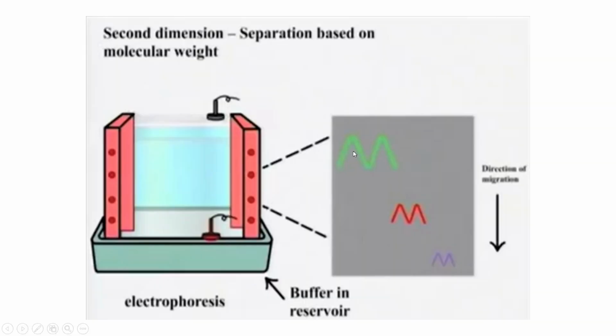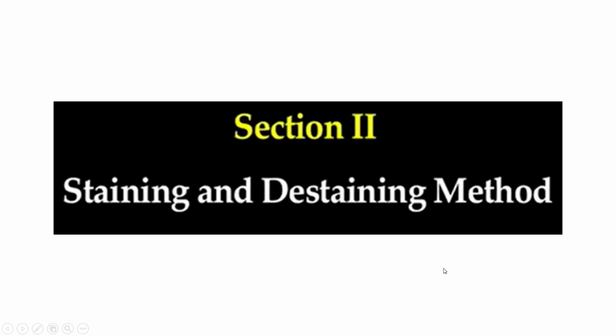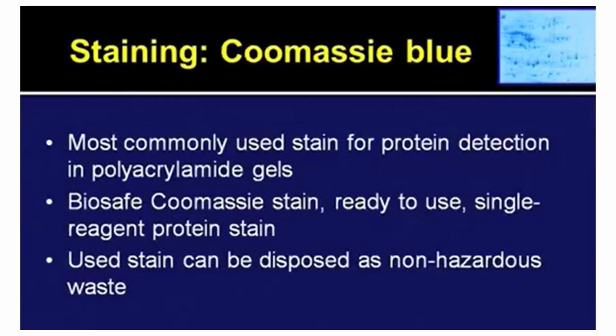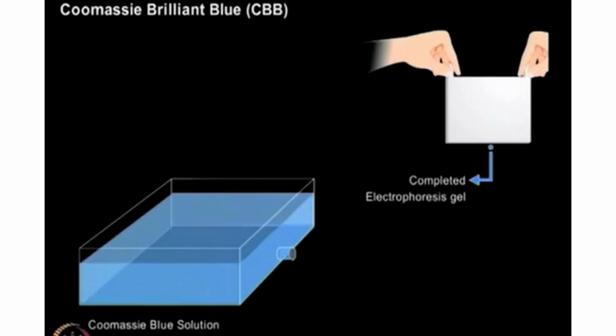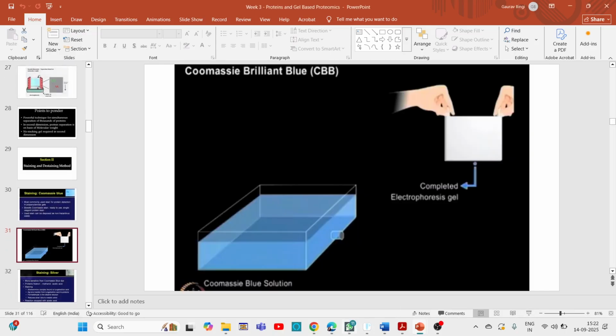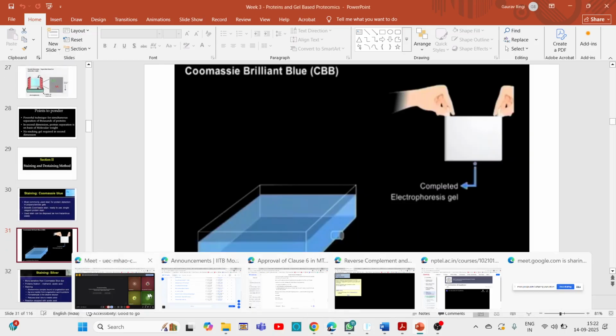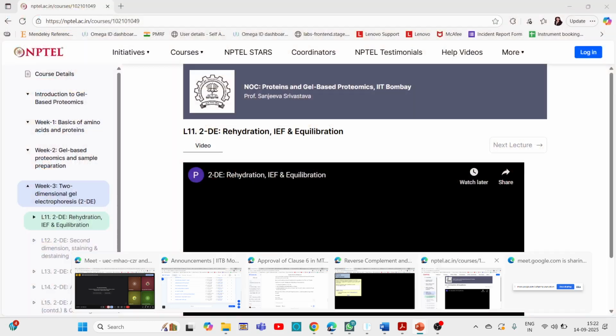The higher molecular weight proteins will move slower, the lower ones will move faster. Then once you have the second dimension done, you will stain the gel. For staining, there are different ways: Coomassie blue staining, silver staining. There are a number of different stains. In terms of staining, if we can just go through the video once. Where is that?